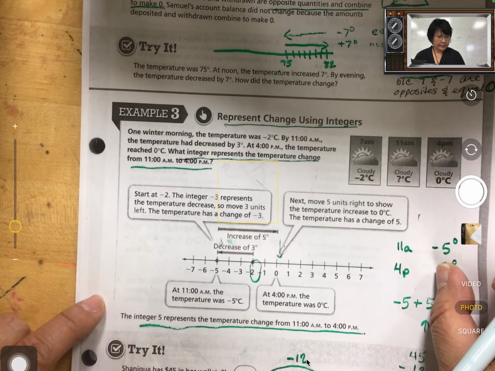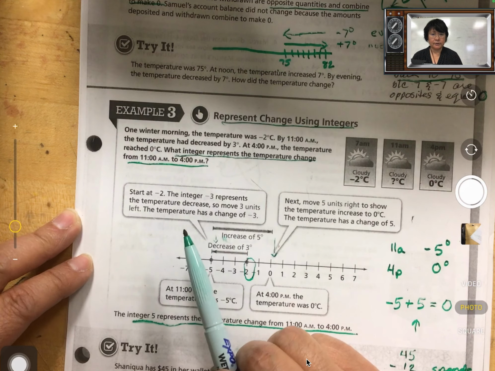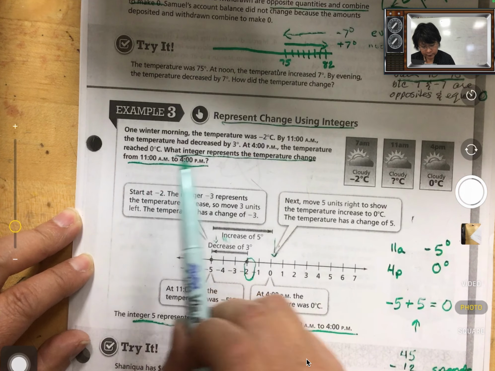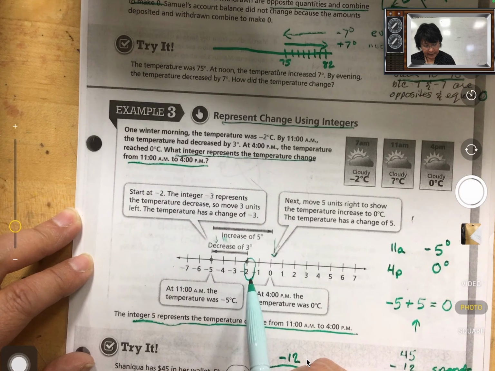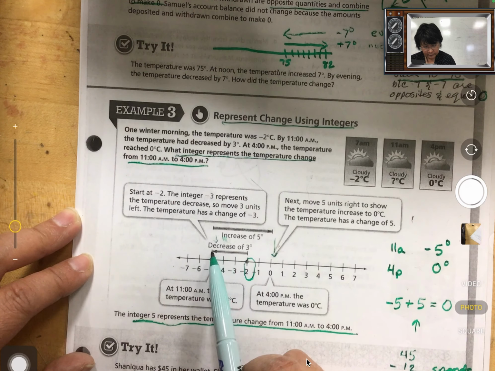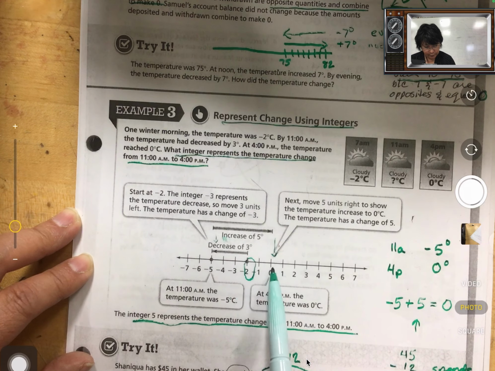All right, let's go ahead and take a look at example 3. Represent change using integers. One winter morning, the temperature was negative 2 degrees. By 11 a.m., the temperature had decreased, gone down, by 3 degrees. So at 11 a.m. the temperature was now at negative 5 degrees. At 4 p.m., the temperature reached 0 degrees.